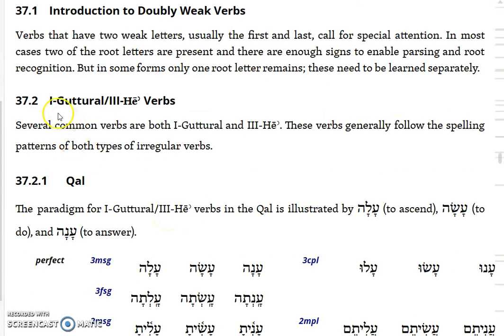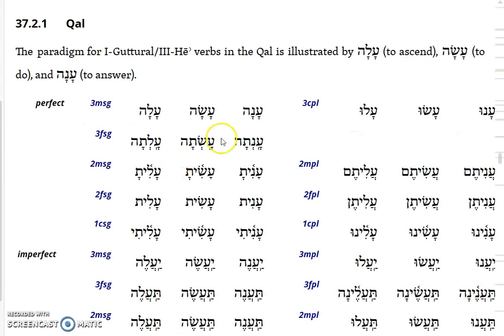First of all, first guttural and third hey verbs. Several common verbs are both first guttural and third hey. Among them would be alah, to go up or to ascend, and asah, to do, and anah, to answer. And so he gives you the paradigm of these verbs.